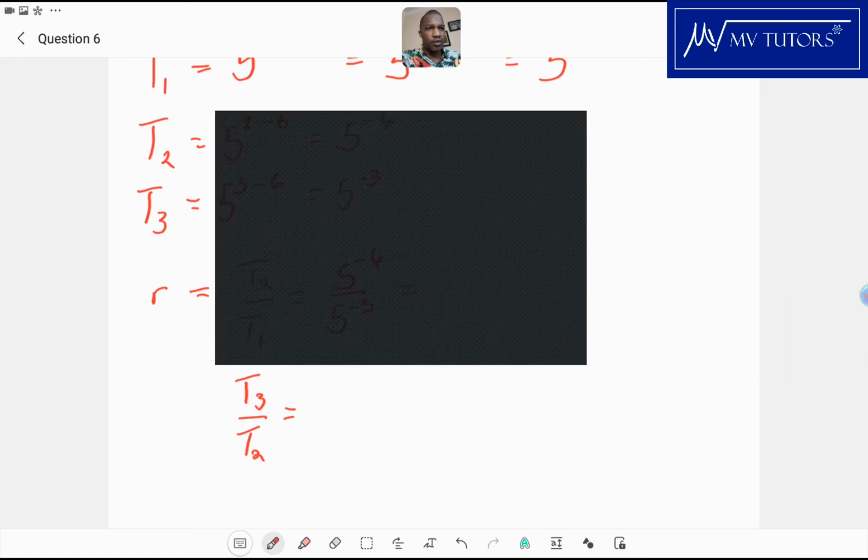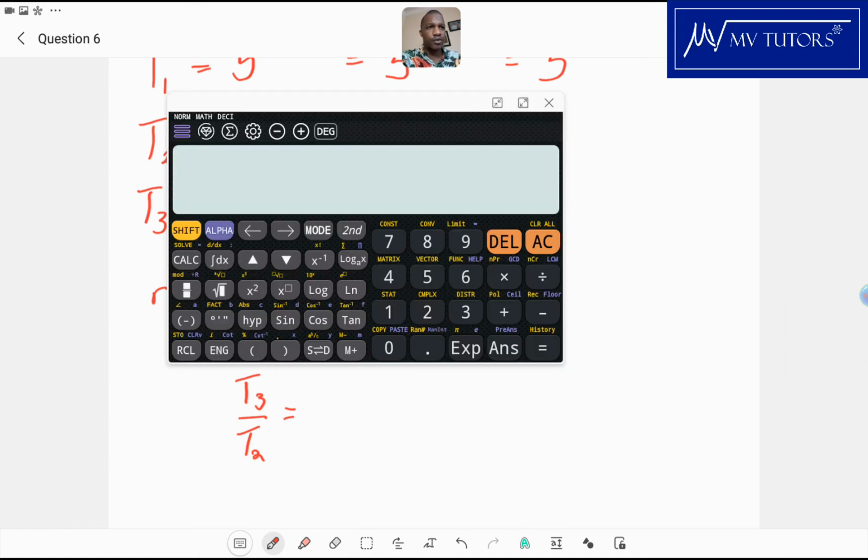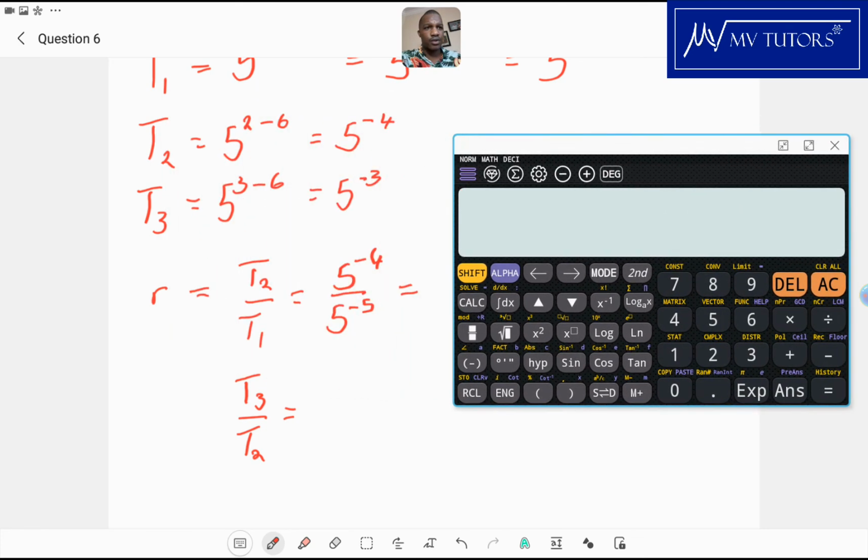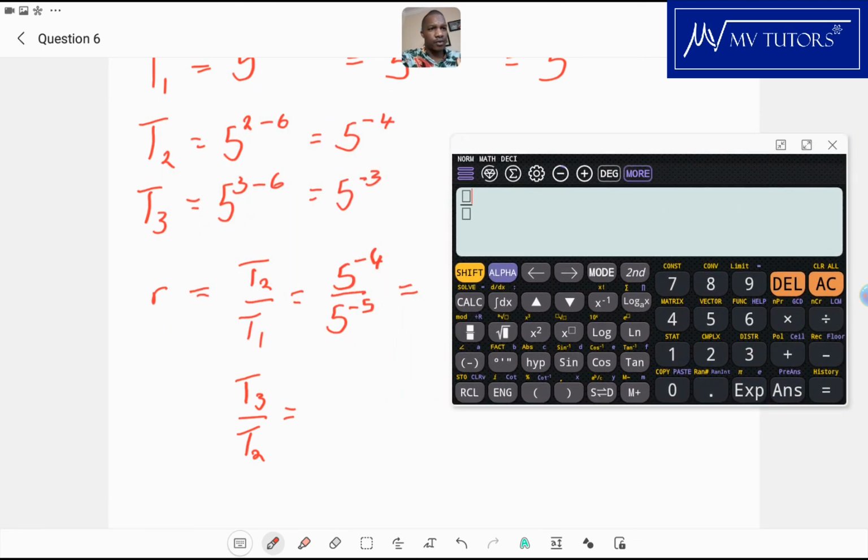We can put that quickly in a calculator. Okay, so let's just do that quickly. There, 5 to the power of minus 4. Okay, and then here we have 5 to the power of minus 5. And we get the answer is 5, just simply 5.